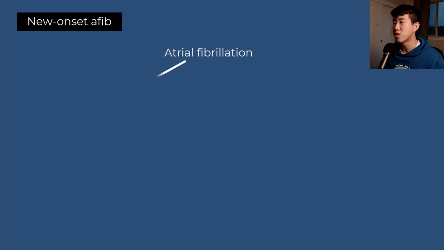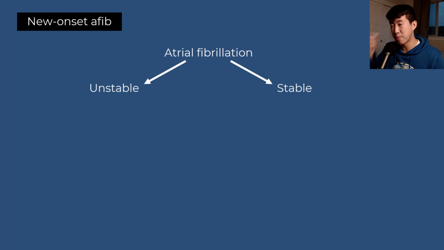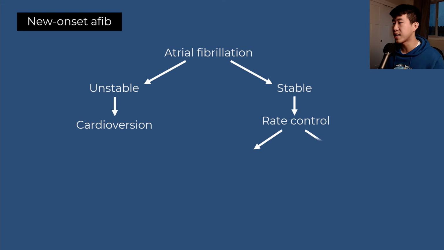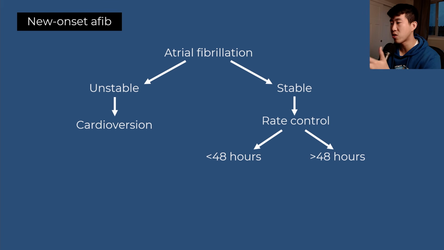New-onset AFib. So atrial fibrillation, the first thing that you want to assess is: is this stable or is this unstable? If this is unstable and the patient is hemodynamically compromised, then basically you just go straight to cardioversion. If the patient is stable, then you start them on rate control, and then you assess: is this something that's onset within the last 48 hours, or did it start greater than 48 hours ago?